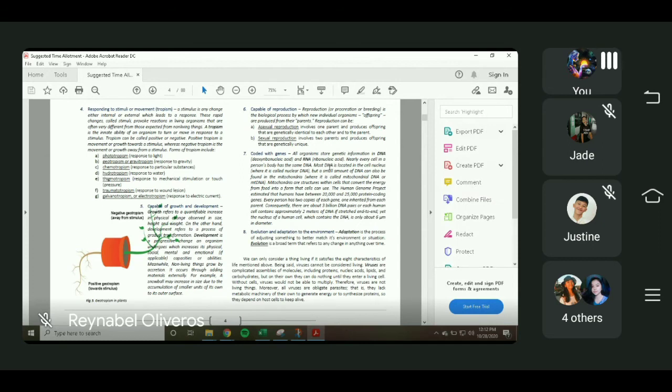Then, sumunod is the tigmotropism. The tigmotropism is the ability to respond to mechanical stimulation or touch pressure. Diba? Halimbawa, naipit ka. Alam mo na kaagad na masakit pag naipit ka, diba? Yung konti nga lang yung hinliliit mo sa paa, pagka-nasagi dun sa pinakadulo ng upuan, ang sakit-sakit. Diba? So, isa yun sa halimbawa ng tigmotropism. Yung mechanical stimulation na tinatawag.